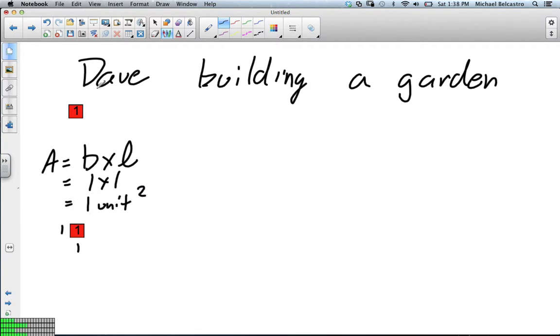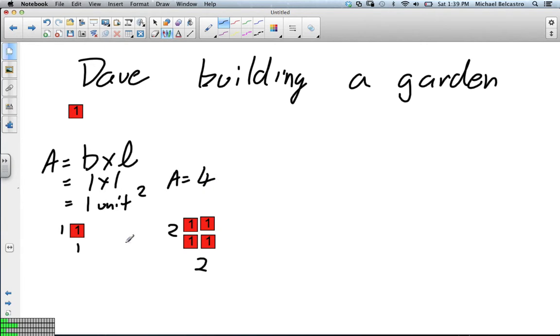Very good. Okay. Well, then Dave says, well, that's definitely not going to be big enough for what I need. So let's build a different one. I'm going to build it kind of like this. Because we said we want it to be a square, right? Yep. Okay. So we want it to be a square. Well, in terms of our units, this is 2 units wide and 2 units wide. So what would the area of this one be? 4 units squared. That's right. We multiply the 2, so we have 4.